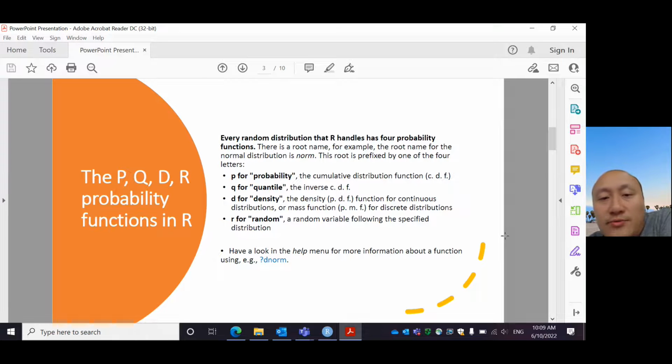Q stands for quantile. You can think of the q function as the inverse function of the p function. So in the p function, given the value of the random variable, the p function will return a cumulative probability. That is the probability of this random variable being equal to or less than that value. The q function is just the opposite. So for a random distribution, you give the q function a probability, which has to be a cumulative probability. The q function will return the quantile.